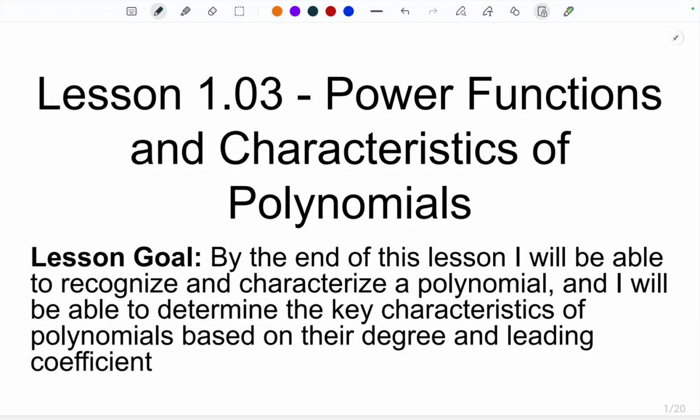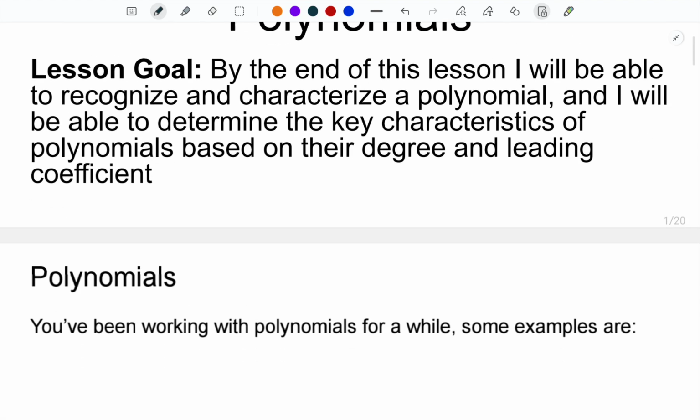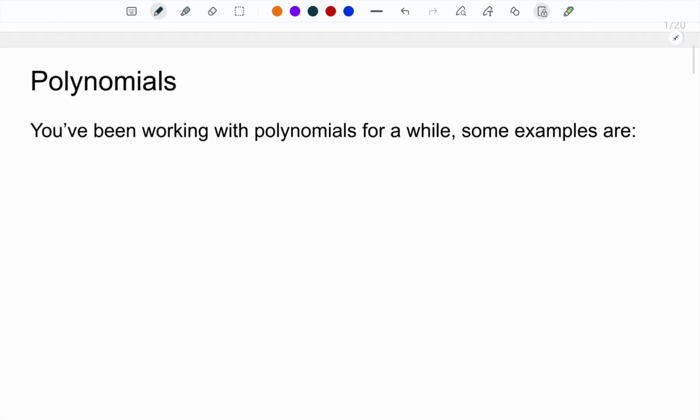Alright, for this lesson we will be looking at power functions and characteristics of just polynomials in general. So let's first of all look at, well, what is a polynomial? A polynomial is basically something you've been working with a lot. Things like x squared plus 3x minus 4 is a polynomial.